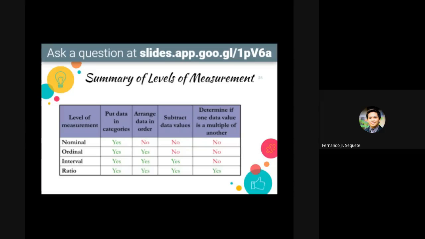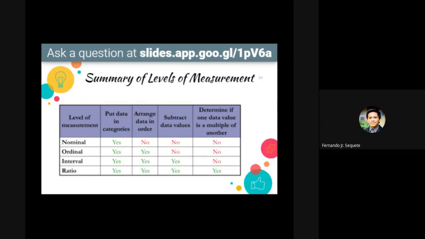Next, for ordinal, you can actually put that into categories. At the same time, you can put that in order. That's ordinal. Interval, you can put that in categories, arrange data in order, and of course you can subtract data values. Like for example, 10 degrees Celsius to 15 degrees Celsius. Ano yung difference sa kanila? That is now the answer for the third column. Subtract data values. Pwede siya. And then of course, a ratio, pwede siya sa apat. Okay, so those are the summary of levels of measurement.